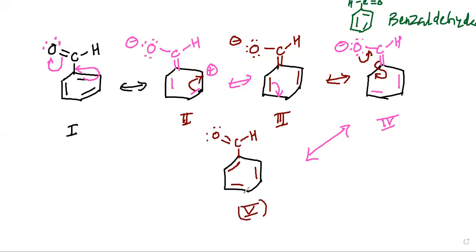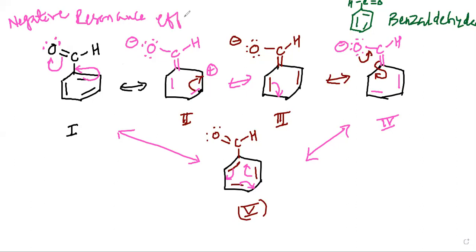And from this 5th resonance structure, just by the movement of pi electrons, my dear students, we can get the first resonance structure. And this is how, my dear students, we can understand the negative resonance effect in benzaldehyde. This compound is known as benzaldehyde. So I hope, my dear students, now you have understood it well.